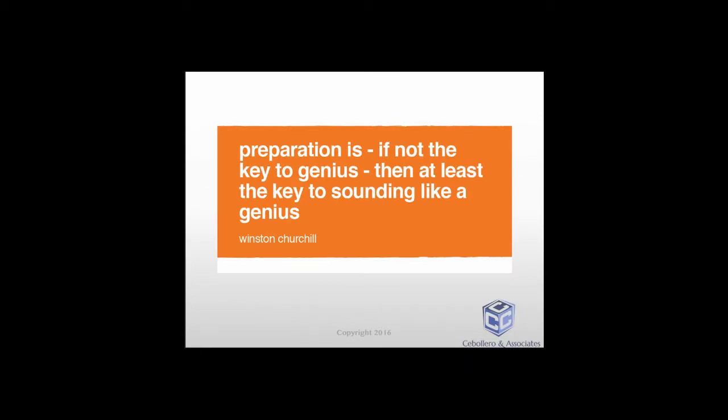One of the great quotes I think comes from Winston Churchill that says, preparation is, if not the key to genius, then at least it's the key to sounding like a genius. And this is what's very, very important. I'm going to go ahead and give you a pearl of wisdom at the end of this presentation. And that pearl is going to be how to prepare yourself to minimize stage fright. But preparation is going to be the key. This is what unlocks your ability to not be as fearful as you would be if you didn't prepare effectively.